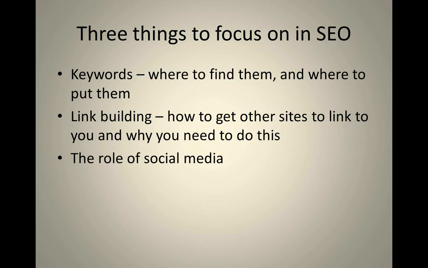So the three things that we want to focus on when we're looking at search engine optimization, first one is keywords. Where do we find them? Where do we put them? The second is link building. What we're looking at is we want other people to be linking back to us, so that the more people who link to us, the better our Google ranking will be. And then we also want to talk about how does social media fit into all of this.